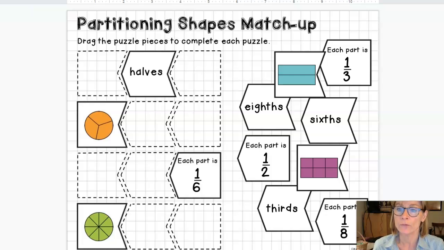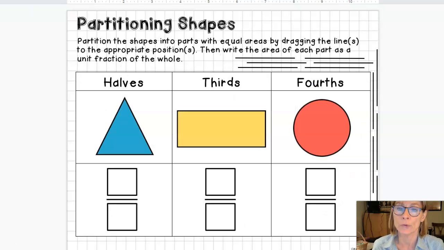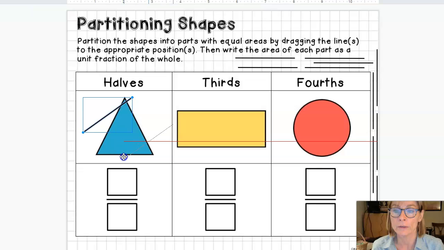Now this is a review back to fractions from earlier in the year, and this should be easy enough. You're just matching those different ways to express a fraction into this puzzle piece. And then your last slide, you're going to partition these shapes into fractional parts. The lines that you're going to use are up here. You're going to take those and drag them onto the shape and then rotate it to divide it into the parts. So you can divide that into halves.